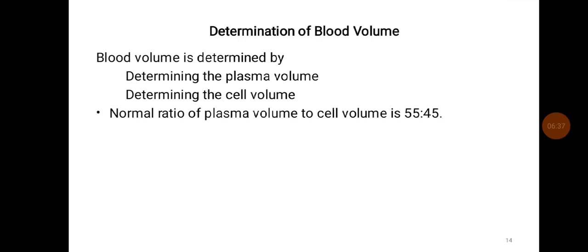How is blood volume determined? Blood volume is mainly determined by determining the plasma volume, and also by determining the cell volume. The normal ratio of plasma volume to cell volume is around 55 to 45. So this is the normal plasma volume to cell volume.